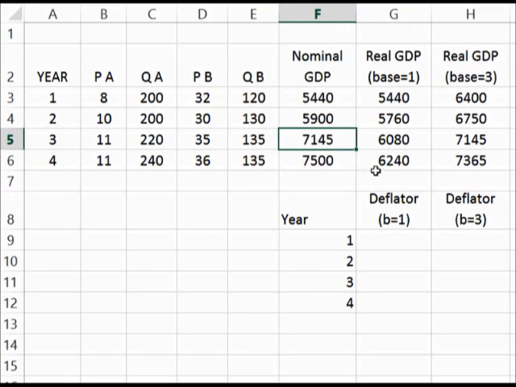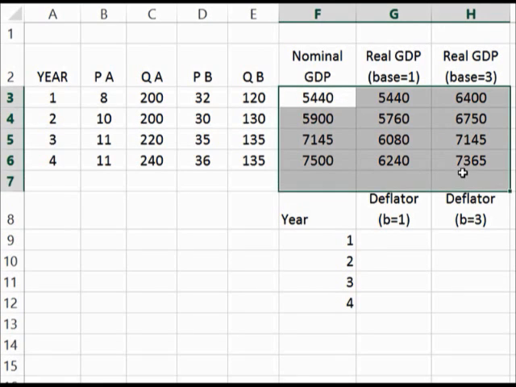Nominal GDP here is year 3 prices times year 3 quantities, and here this is base year prices times year 3 quantities, but since the base year is year 3, we see that nominal and real GDP are equal.